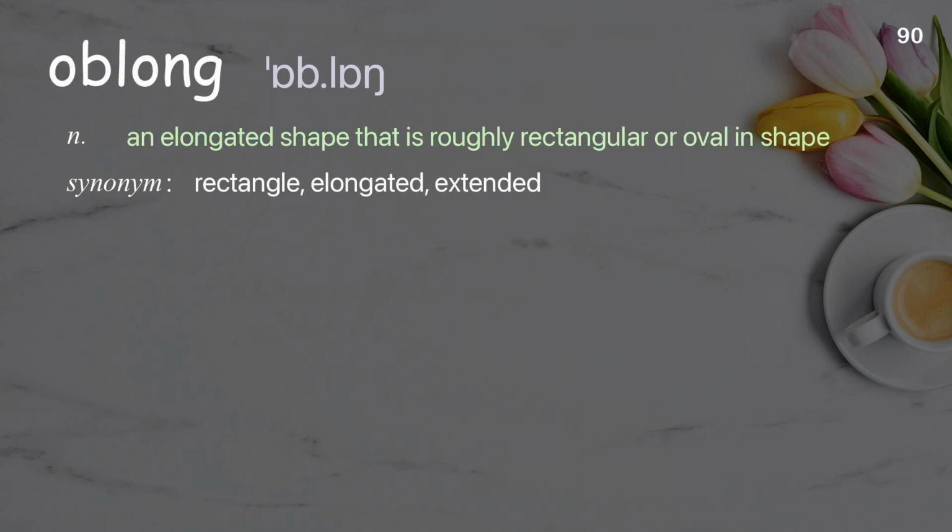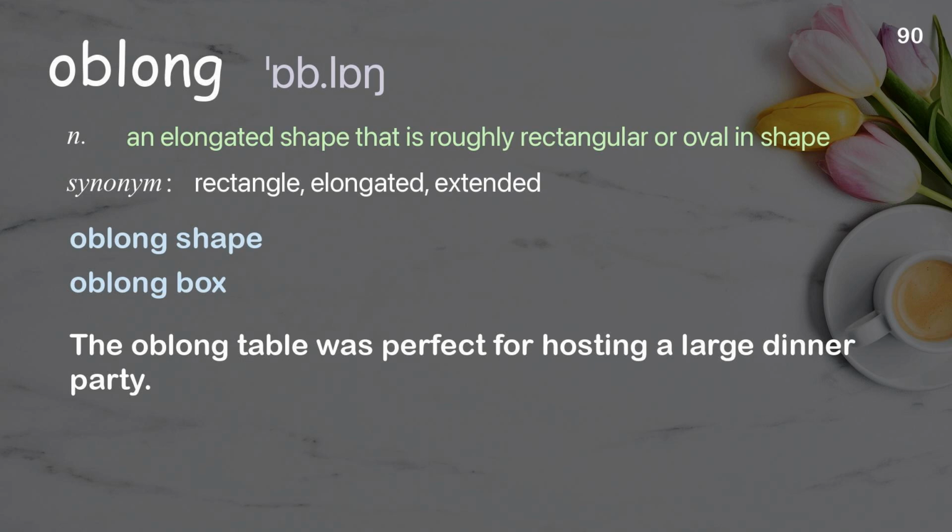Oblong: An elongated shape that is roughly rectangular or oval in shape. Examples: Oblong shape. Oblong box. The oblong table was perfect for hosting a large dinner party.